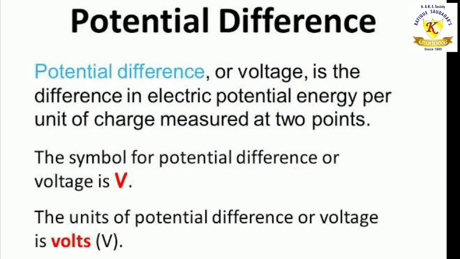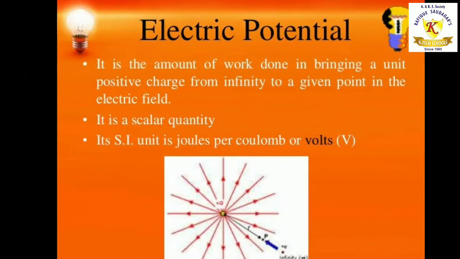Potential difference or voltage is the difference in electric potential energy per unit of charge measured at 2 points. The symbol for potential difference or voltage is V and the unit is volts. And electric potential is the amount of work done in bringing a unit positive charge from infinity to a given point in the electric field. It is a scalar quantity and the SI unit is joules per coulomb or volts.